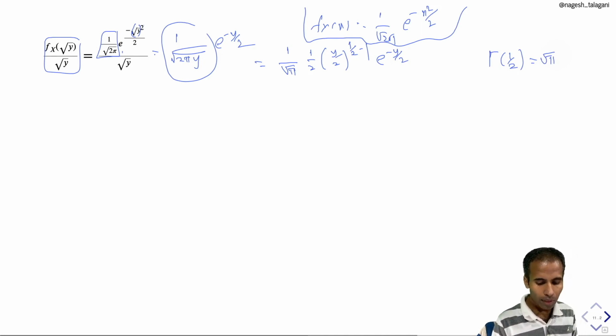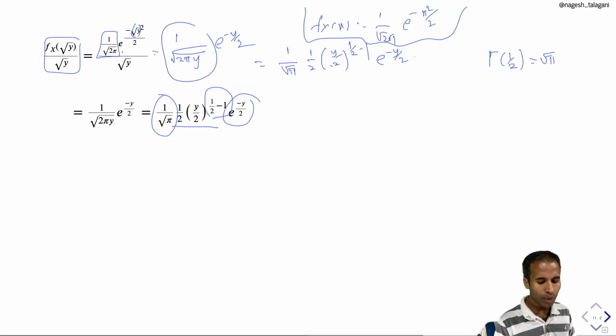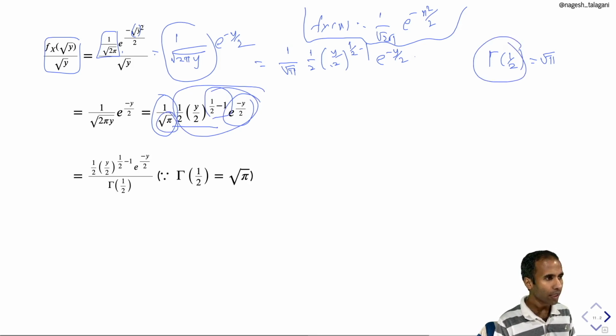Fine. So now we can see the whole thing I wrote got simplified to 1 by root pi, half into y by 2 power 1 by 2 minus 1, e power minus y by 2. Now let's put a 1 in the numerator and the root pi in the denominator as gamma of 1 by 2. So I can write y by 2 power 1 by 2 minus 1, e power minus y by 2, by gamma of 1 by 2, since gamma of 1 by 2 has the value root pi.